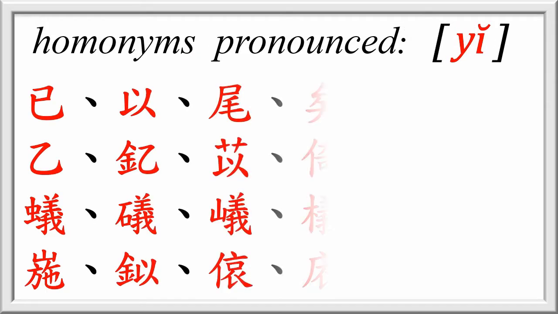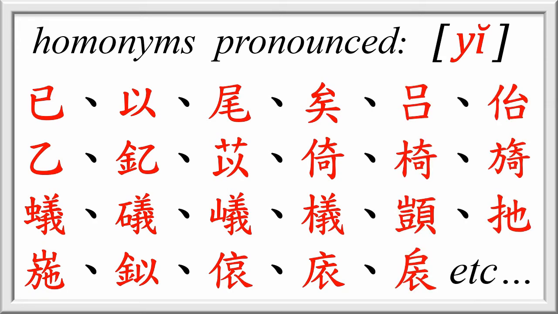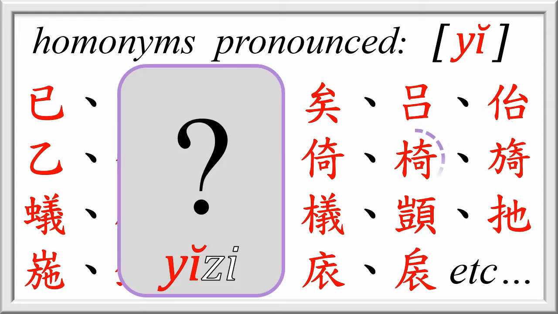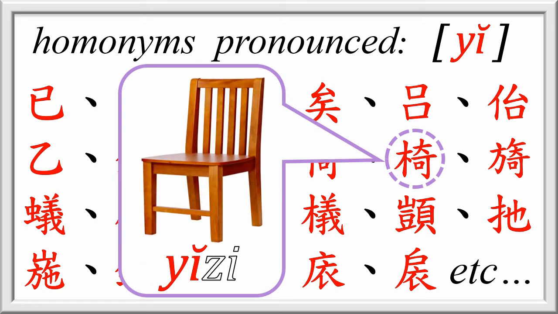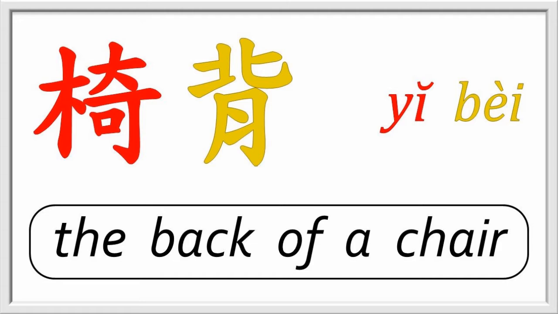椅子 is another example of adding neutral tone z to create a two-syllable noun and avoid confusion with all the other yi homonyms that I showed you in Lesson 14. Of course, when another character is added, the new combination becomes clear, and the z is dropped, as we find in 椅背, the back of a chair.